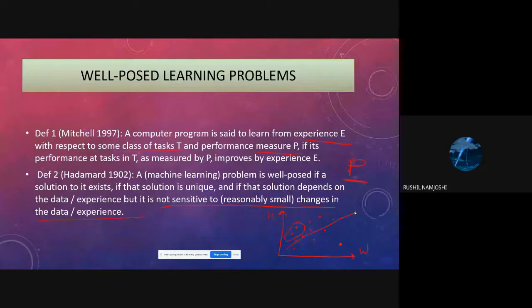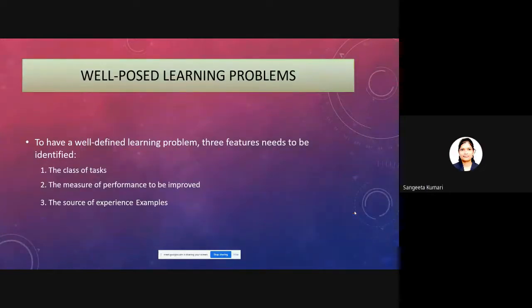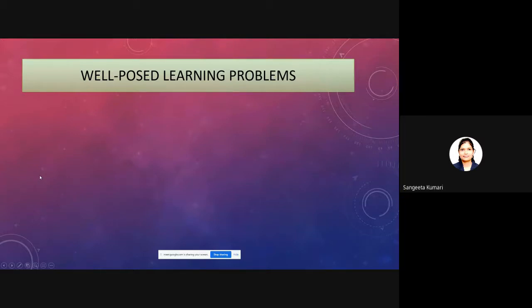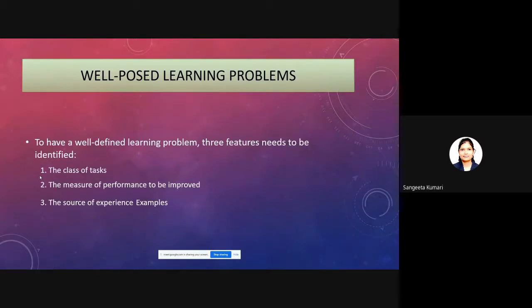Okay, so now let's see what is important to have a well-defined problem. These three features need to be identified. The first thing is the classes of task, right? We are talking about a computer program which is going to perform the classes of tasks. So in a well-defined problem, we need to identify classes of task.